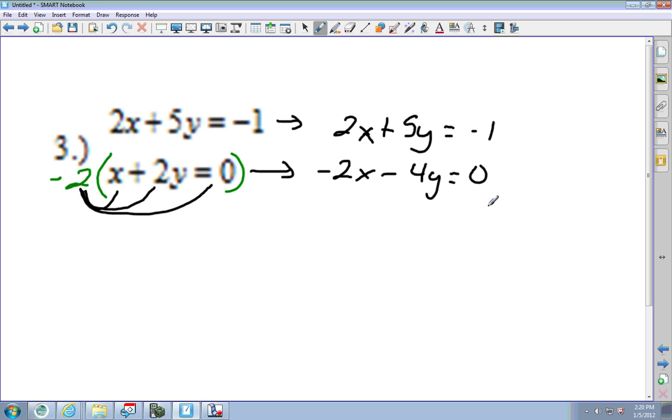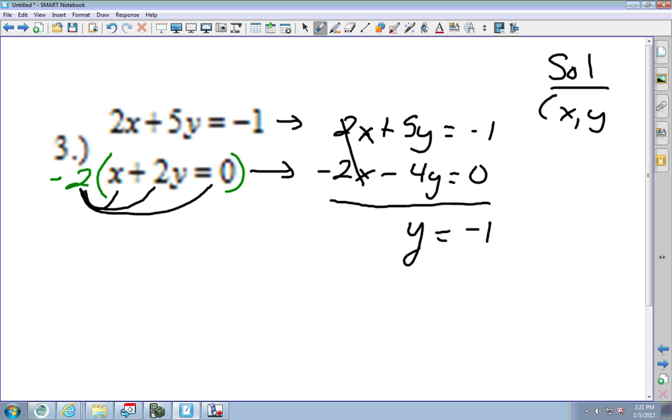Well, now let's combine it. As long as you multiply negative 2 by everything, it doesn't change the value, so you're okay. Now I have 2x minus 2x. That makes 0. I have 5y minus 4y, which is 1y, equals negative 1 plus 0 is negative 1. So my solution, x then y: my y number is -1.